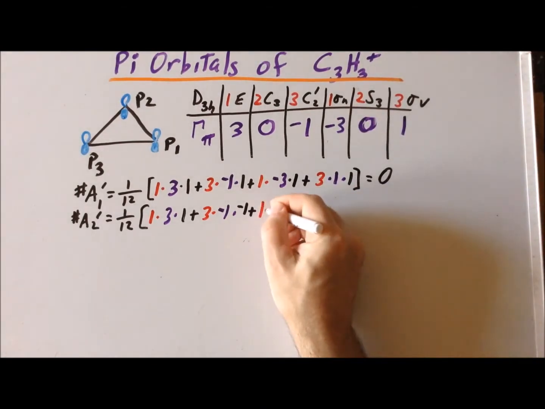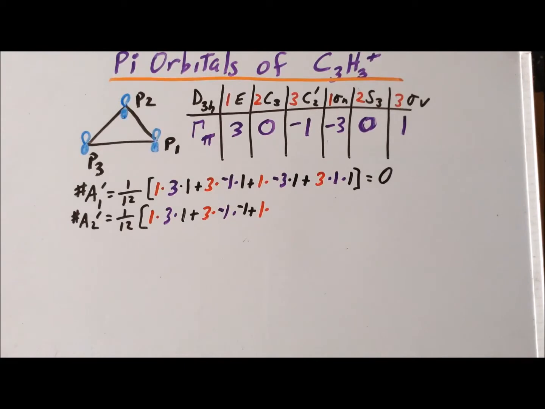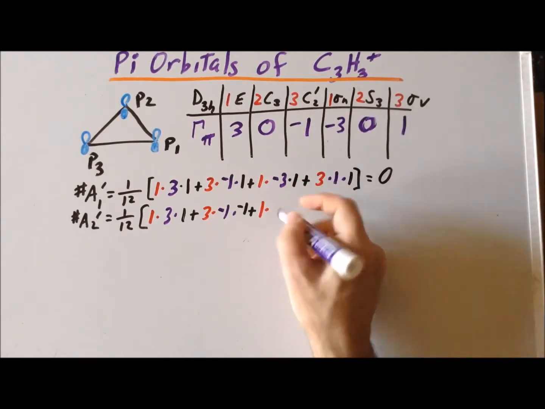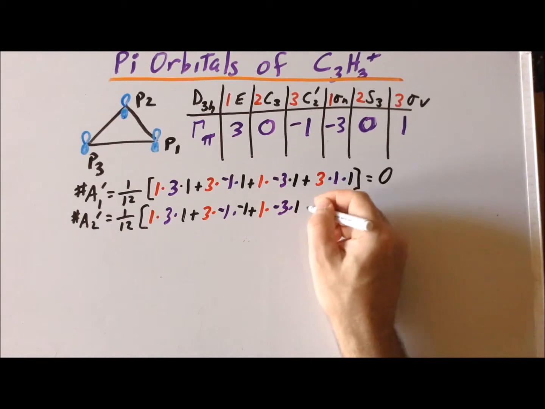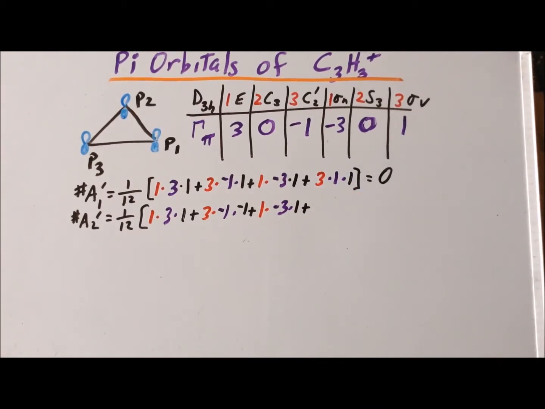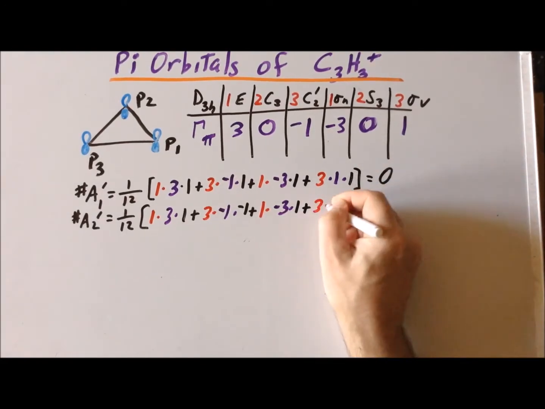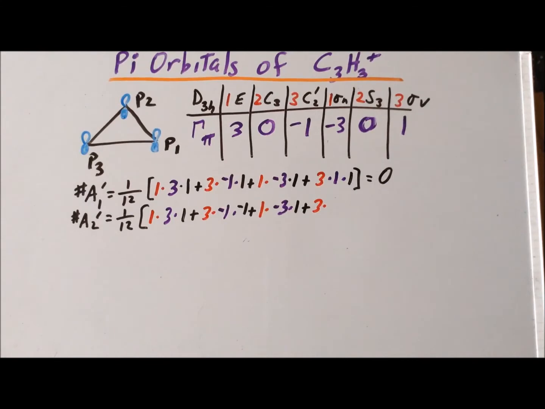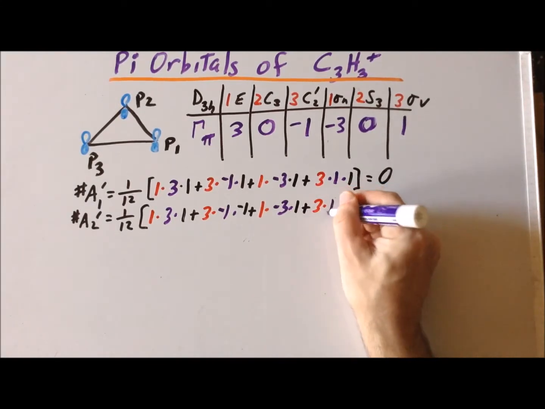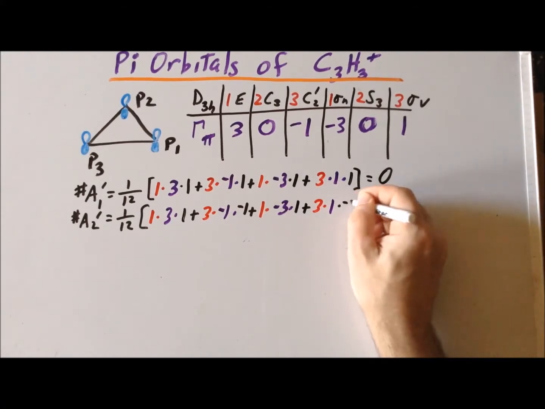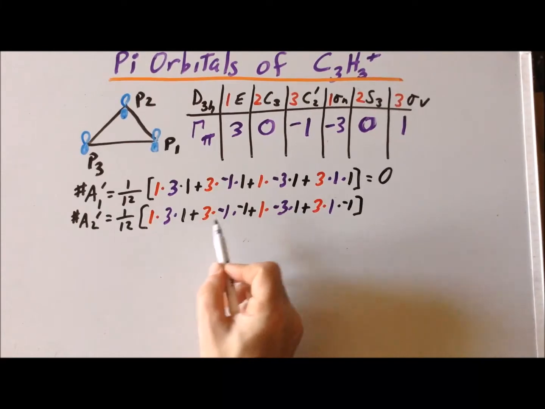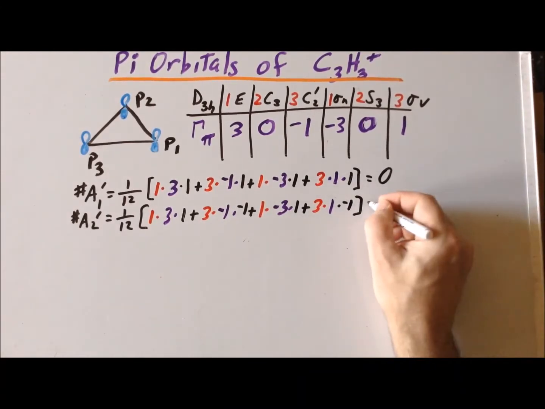For sigma h, 1 operation in the class. The character for the reducible representation is a -3, and the character from the irreducible representation is a +1. The last term involves sigma v, 3 operations. The character is a 1 from the reducible representation, and then the character from the irreducible representation is a -1. So we have 3 plus 3 minus 3 minus 3, which is again equal to 0.